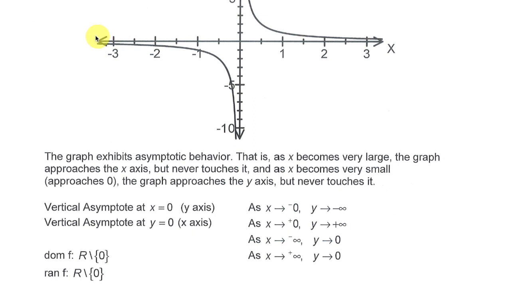Our domain. For x, we can have all the real numbers, excluding the vertical asymptote at x equaling 0. So we can say we've got the set of real numbers excluding the set that contains 0. And the range is exactly the same. We've got all of these y values from negative infinity to positive infinity, but we're excluding the horizontal asymptote at y equaling 0. So we can write that as the set of all real numbers excluding the set that contains the element 0.